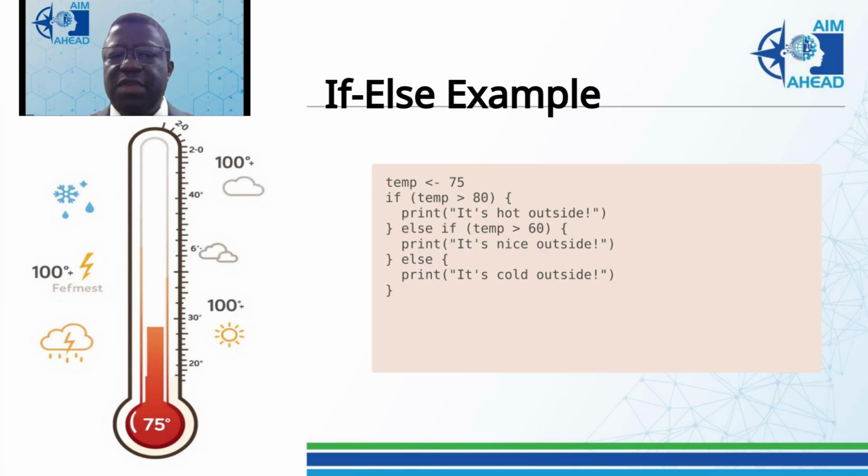Given our defined value of 75, the condition temp greater than 60 evaluates to true. Therefore, the output will be "it's nice outside." This example illustrates how if-else statements facilitate decision-making processes based on specific conditions, a crucial technique in programming for automating decisions in various applications, from software development to data analysis.